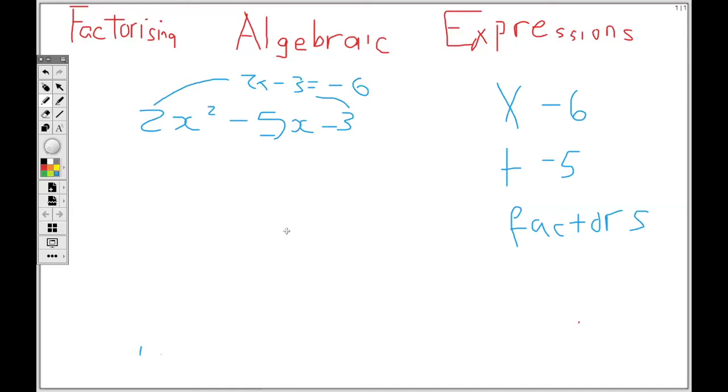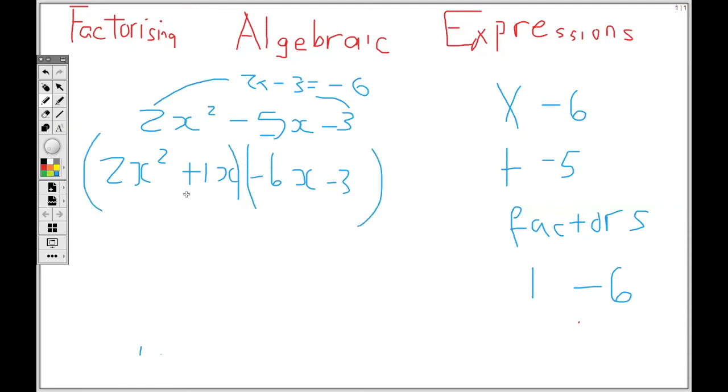Once you try it, you should have done where you know negative 1 times 6 and 1 times negative 6. Looking at this, the only combination that adds to give us negative 5 is the second, which is 1 and negative 6. So what I'm going to do is substitute the center. So we have 2x squared plus 1x minus 6x minus 3.